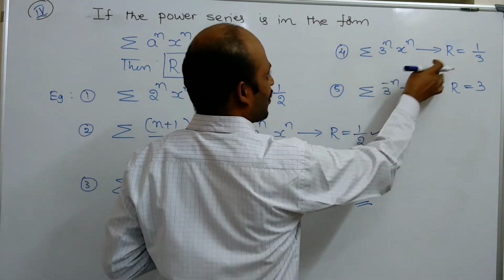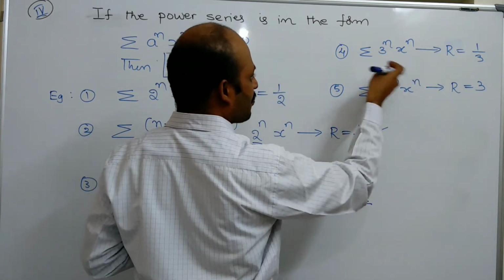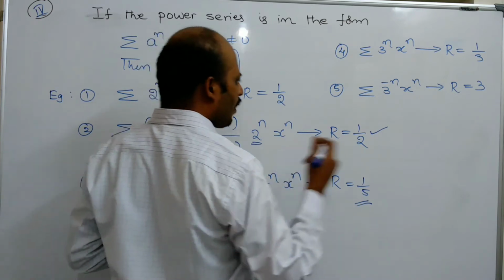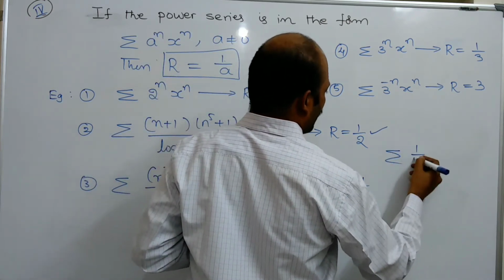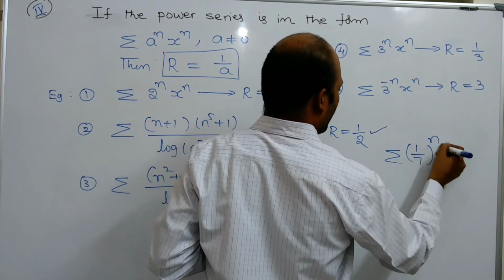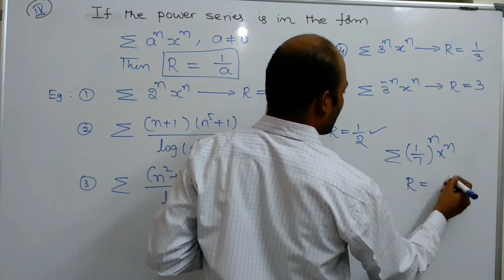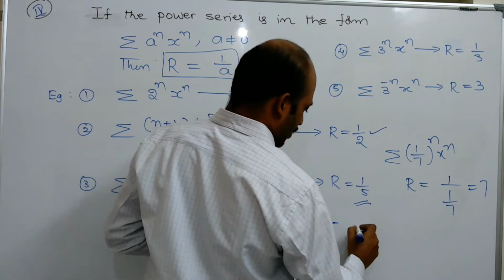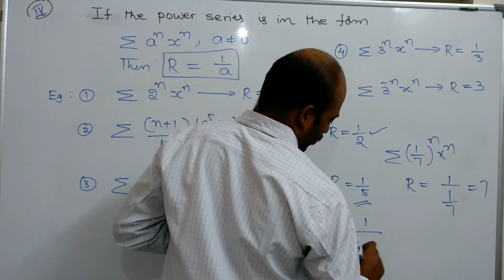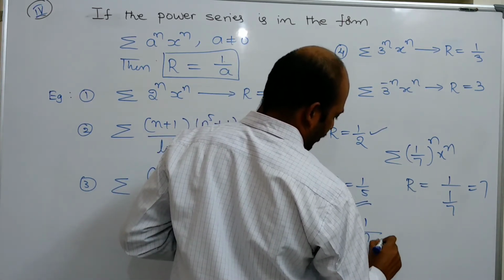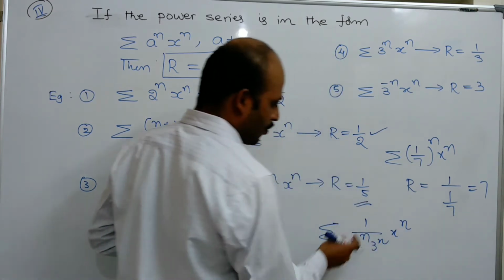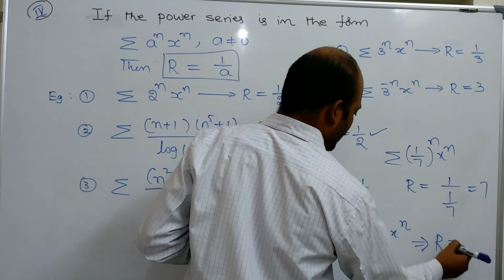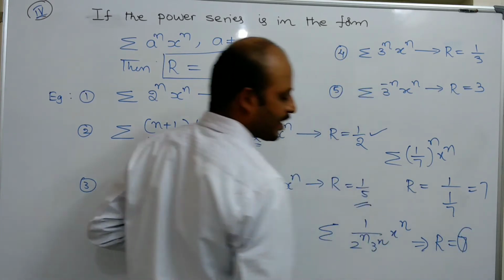Summation 3 power n x power n, radius is 1 by 3. Summation 3 power minus n x power n, radius is equal to 3. Summation 1 by 7 whole power n x power n, radius is equal to 1 by 7, you get 7. Summation 2 power n 3 power n into x power n, you observe that 1 by 6 power n, radius is equal to 6.